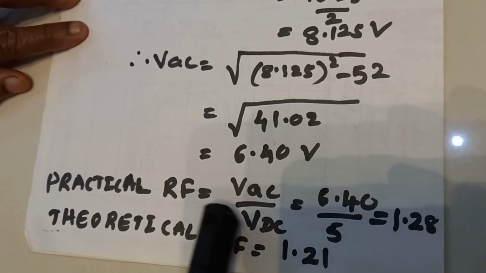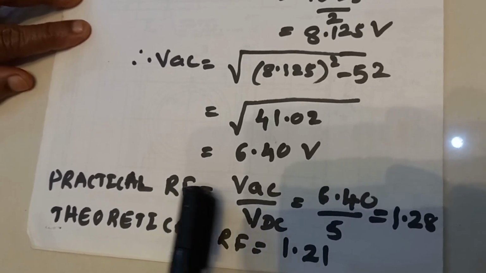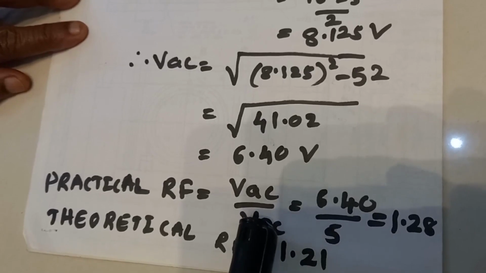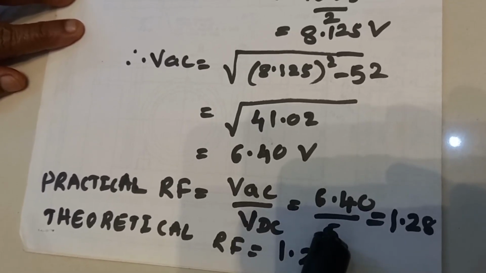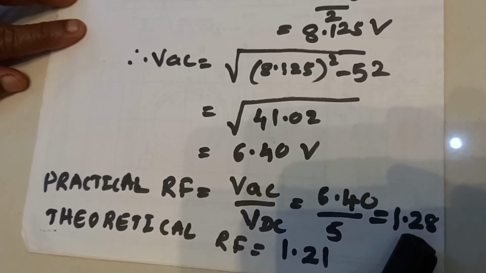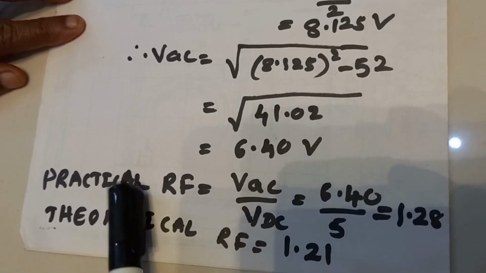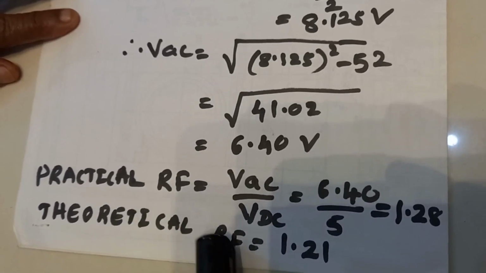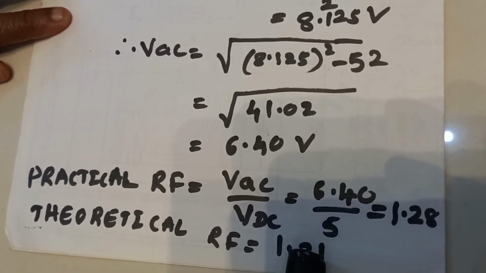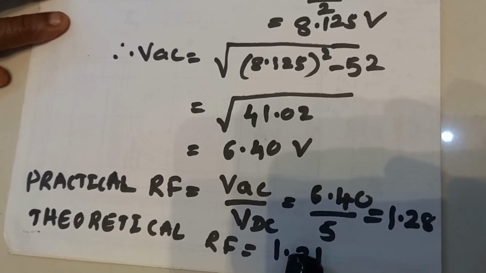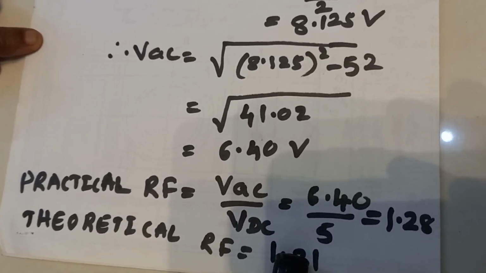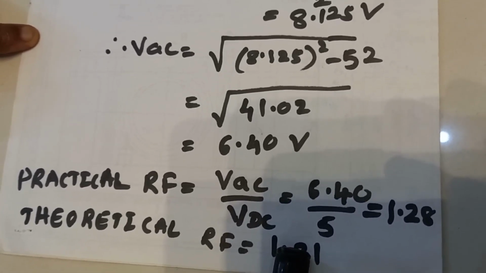Now we will substitute in the ripple factor equation Vac by Vdc. Vac I got 6.40. Vdc I got from the simulator 5 volts. So 6.40 divided by 5 is 1.28. This is the practical value of ripple factor, whereas the theoretical value of ripple factor is 1.21. So in this way, you can find out the ripple factor using Proteus in the half wave rectifier without filter experiment.